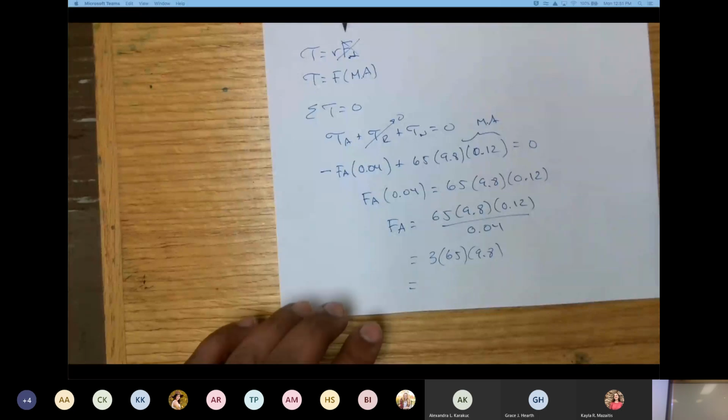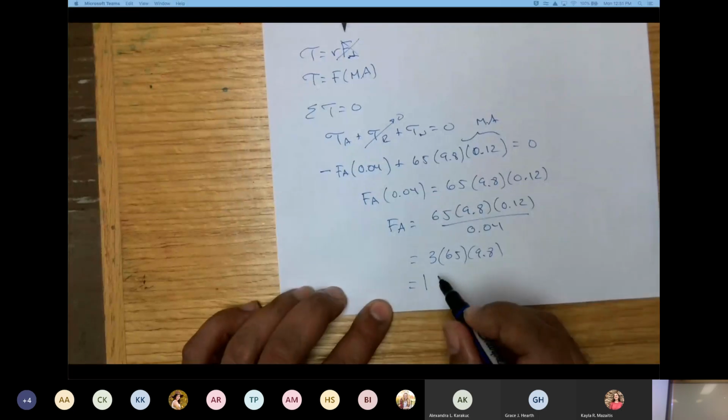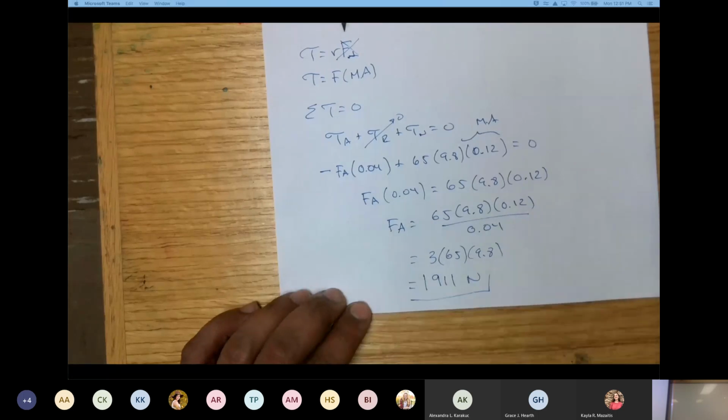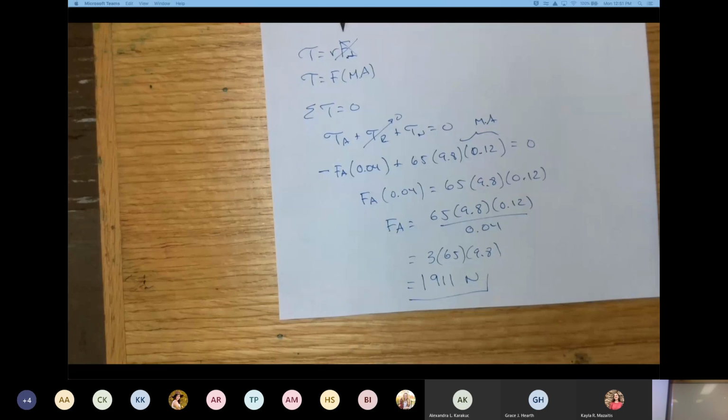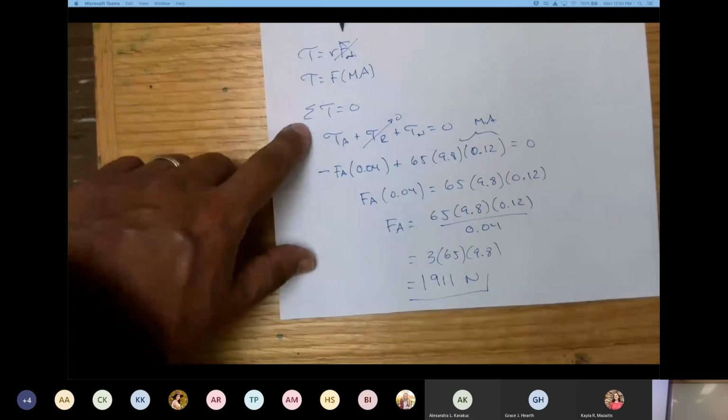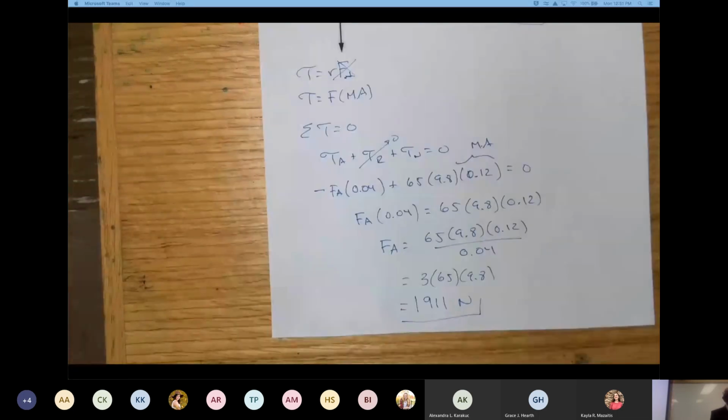So this is going to be 1,911 newtons, which is 3 times the weight. So your Achilles tendon is supporting 3 times the weight that you have. Now, I'm going to look at, does this make sense? Yeah?